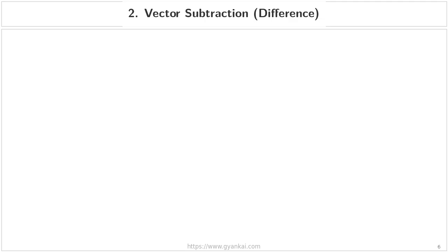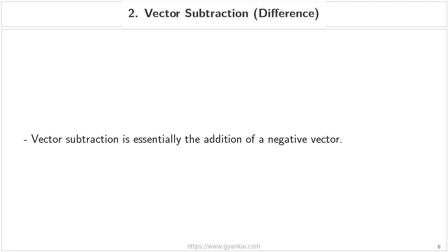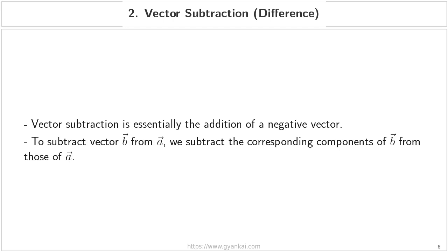Vector subtraction, difference. If you think back to basic arithmetic, subtracting a number is the same as adding its negative counterpart. The same principle applies here. In vector terms, subtracting vector b from vector A is essentially the same as adding the negative of vector b to vector A. To perform this operation in component form, we follow a very similar pattern to the addition we just saw. To subtract vector b from vector A, you simply subtract each corresponding component of vector b from the components of vector A. You handle the i components together, the j components together, and the k components together.